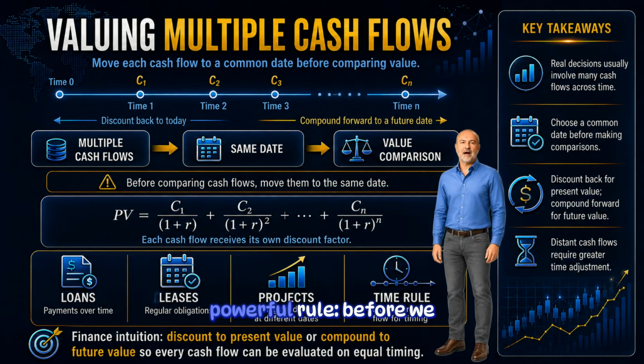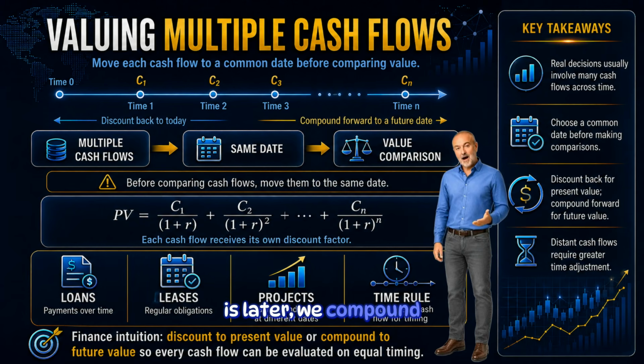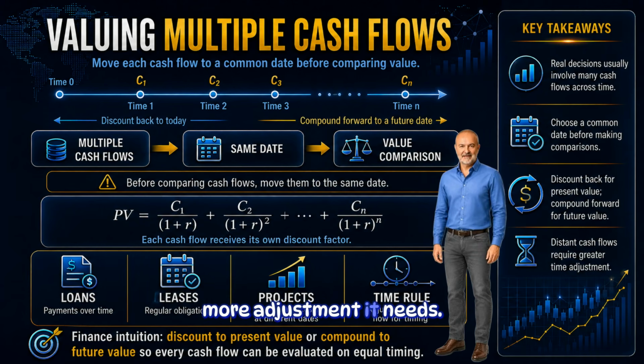Finance gives us one powerful rule. Before we compare cash flows, we must move them to the same date. If our common date is today, we discount future cash flows back to present value. If our common date is later, we compound cash flows forward to future value. The formula is simple in spirit. Each cash flow is adjusted for time, and the farther away it is, the more adjustment it needs.